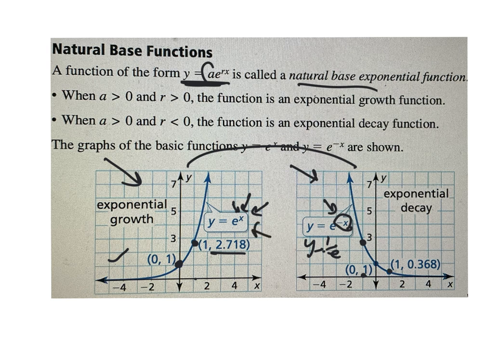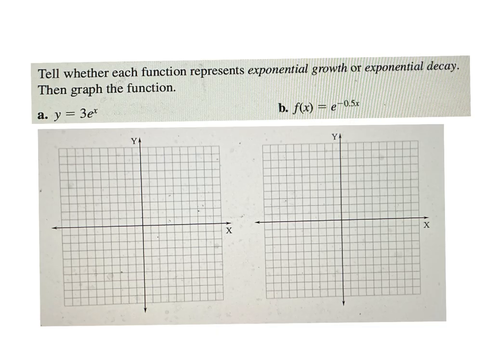Okay, so hope that makes a little bit of sense. It's all about a and what r is. And we'll look at a graph or two here in a second. Like right now. Okay, first one: tell whether each function represents growth or decay, then graph it. So this first one is definitely growth because the exponent is positive.